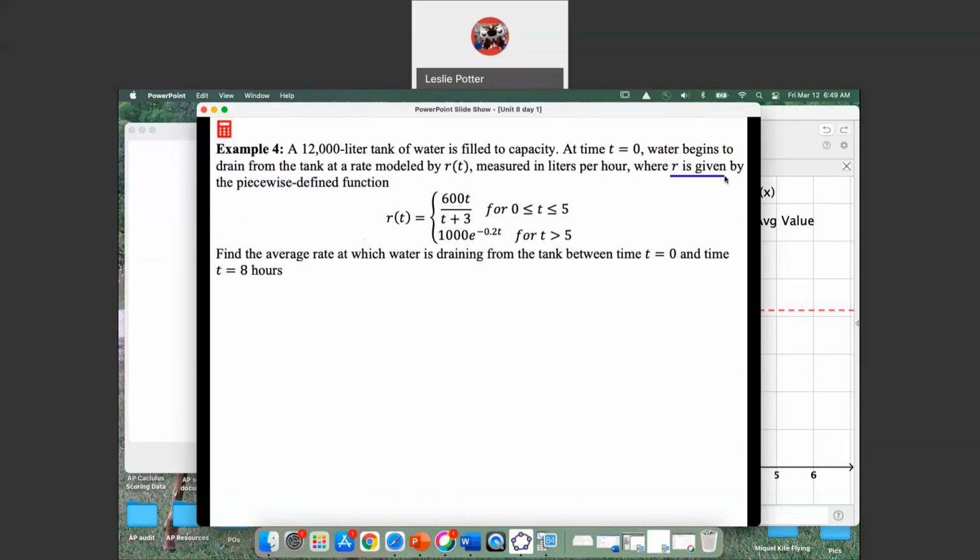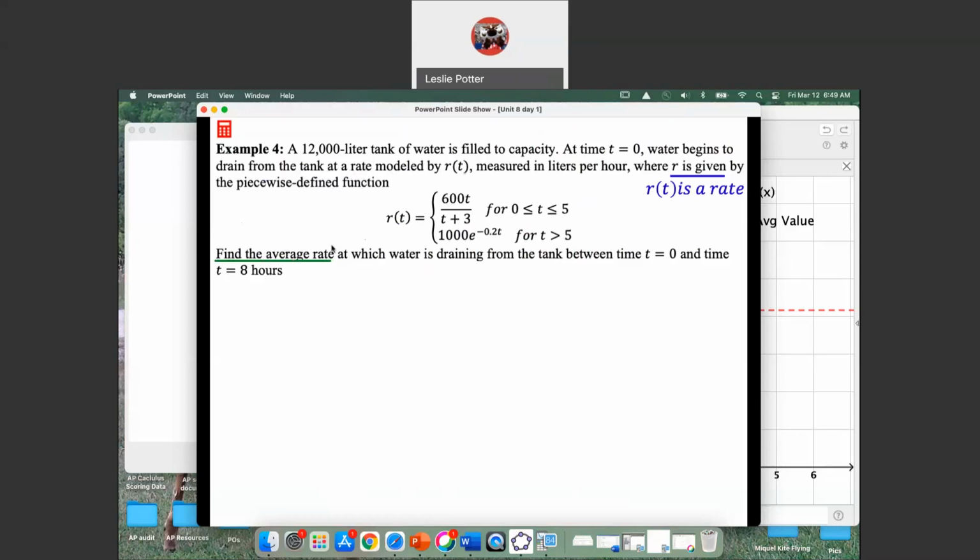Okay, so what are we given? We're given R. Let's not get too into this, but we're going to address why this can be super extra confusing. But you are given R. So what are you being asked? You're being asked to find the average of R. When I say R is a rate, I'm saying that because this is what they said right here: water begins to drain from the tank at a rate modeled by R of t. So R of t is a rate, and we're being asked to find the average rate.